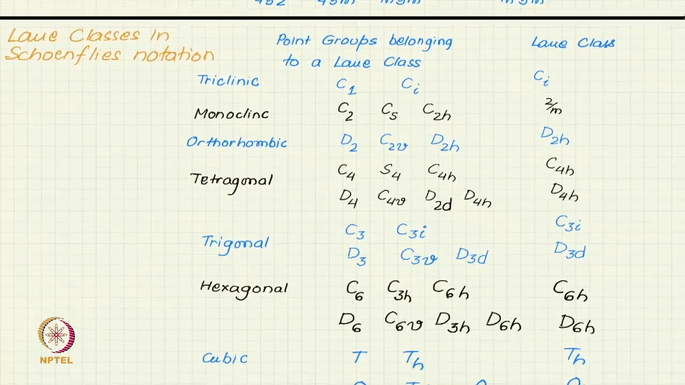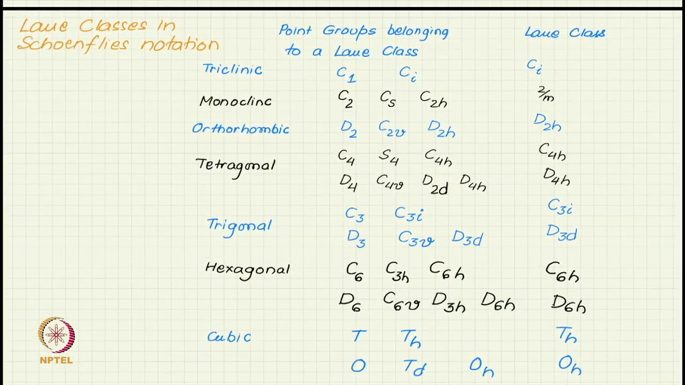Just to complete the discussion, I show the same table which I showed you above in Schoenflies notation. So, here Schoenflies notation is used to describe all the point groups and the corresponding 11 Laue classes.